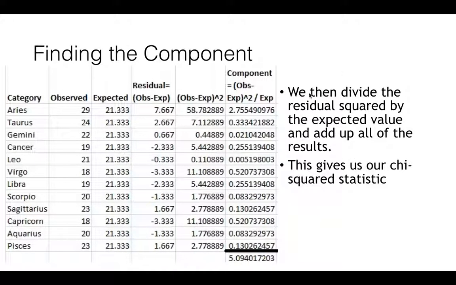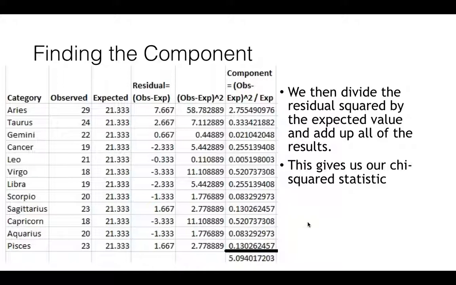After that, you then divide whatever number you have here by the expected value again. So in this case, I've done 58.782889 divided by 21.33, and that's given me this value here. And then I add all of these up to give me my chi-squared statistic.